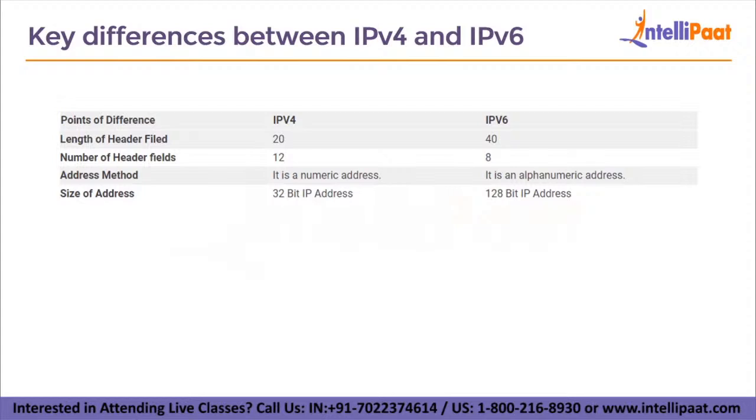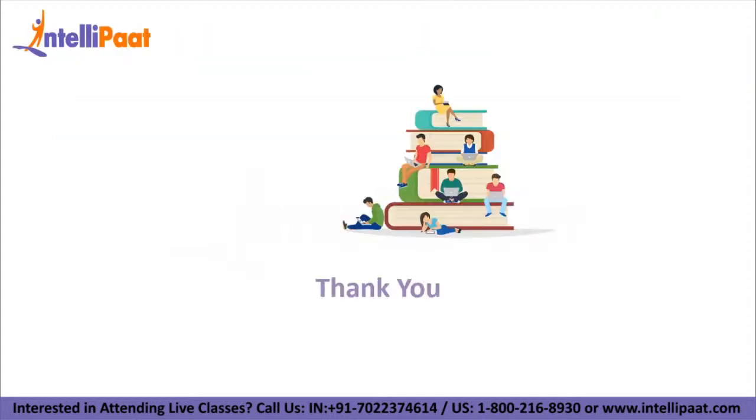And coming to the address method, it has a numerical address in IPv4 and an alphanumerical address in IPv6. As we already saw in the previous slides, the IPv6 address has hexadecimal. Each byte is represented by a hexadecimal number. That's why it has alphanumeric characters inside it. Coming to the size of the address, IPv4 has a 32-bit IP address, and coming to IPv6, the address space is 128 bits.